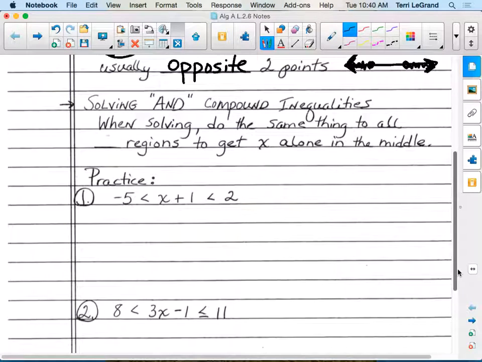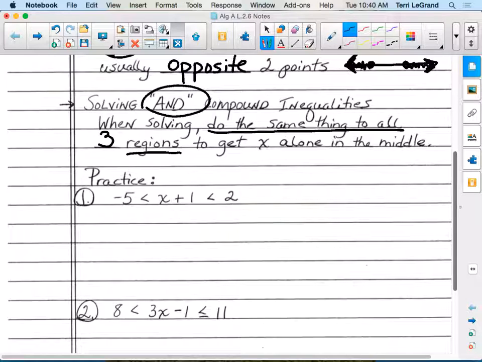So we're going to start with the "and" compound inequality. Let's circle that again. Let's solve some "and" compound inequalities. When we're solving these, here's what's really important. You need to underline this: do the same thing to all three regions. Do the same thing to all three regions.